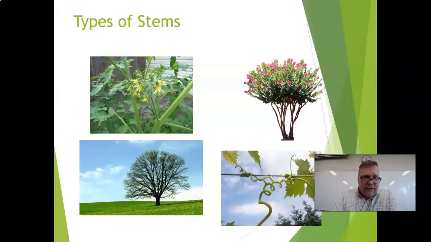So here's an example. On the top left, you see basically the herbaceous. On the top right, you see what would be a shrub. On the bottom left, you see a tree, a small, single, woody stem. And finally, on the bottom right, you see the tendrils of a vine.